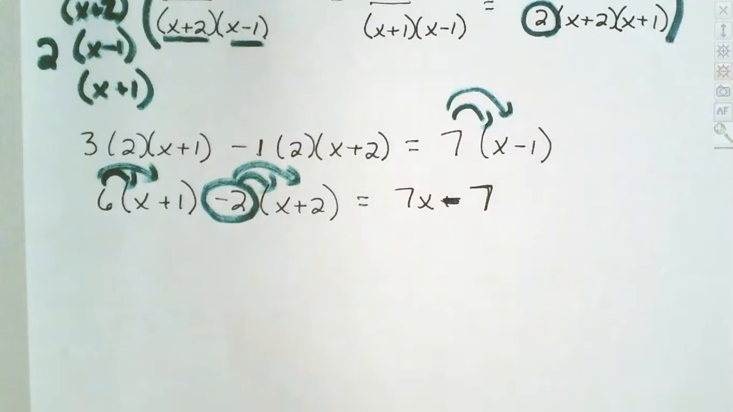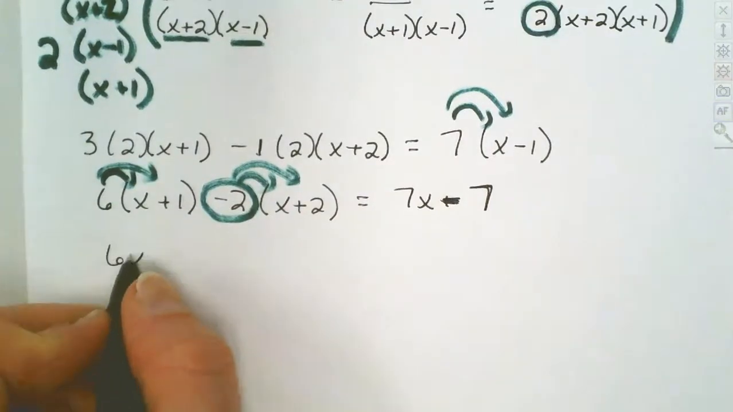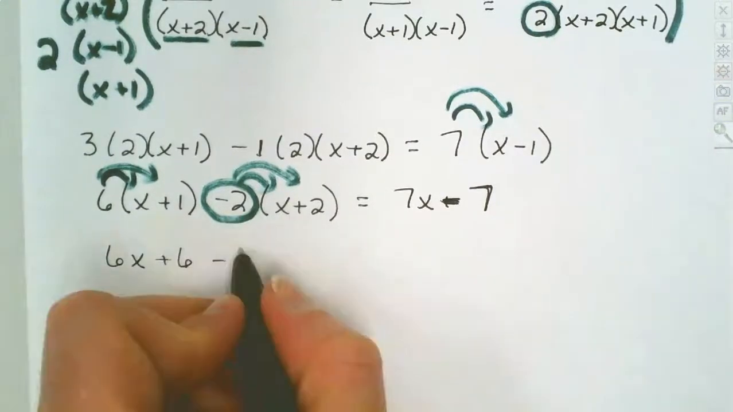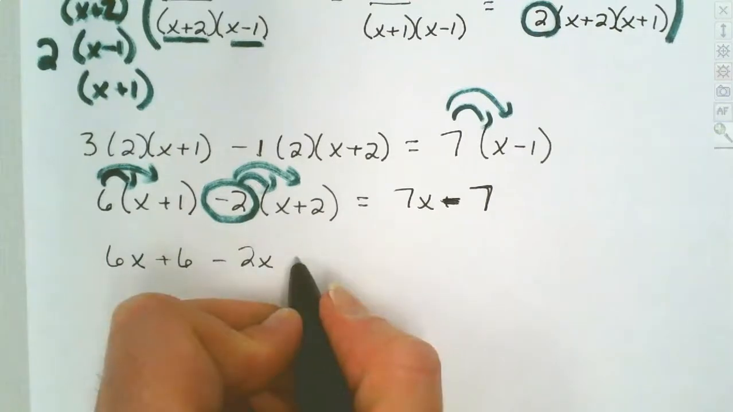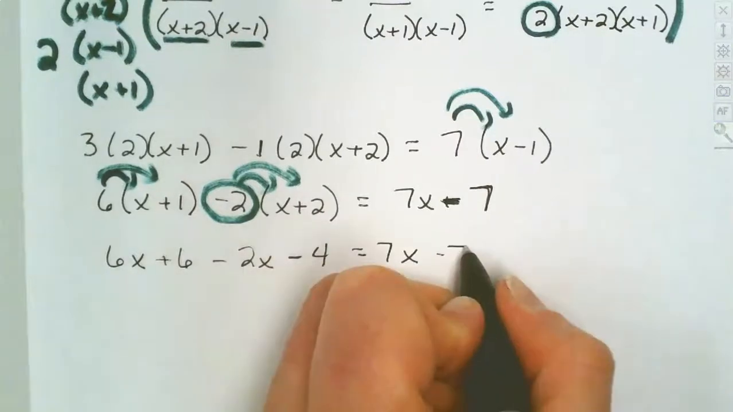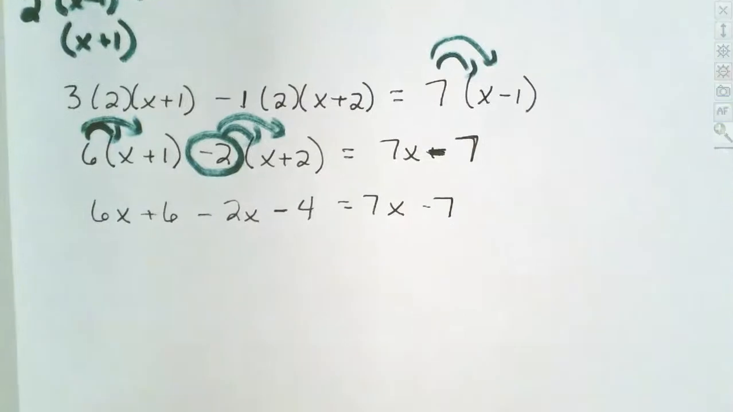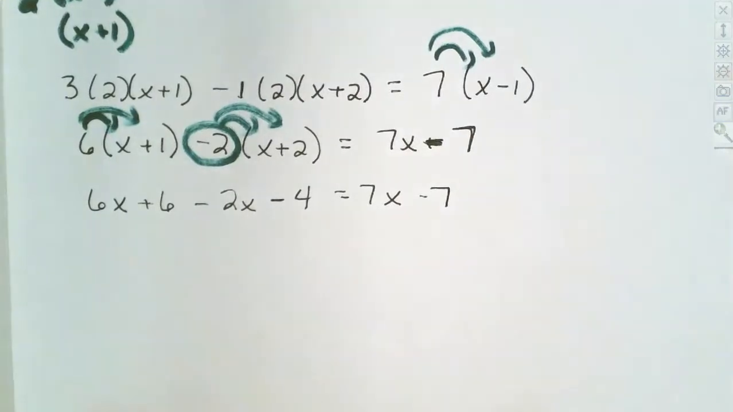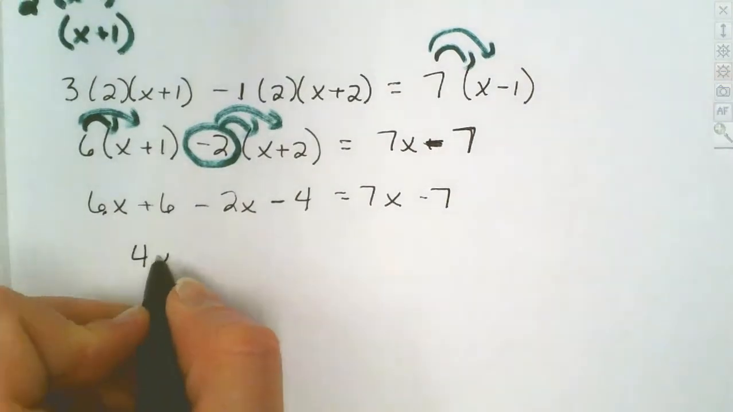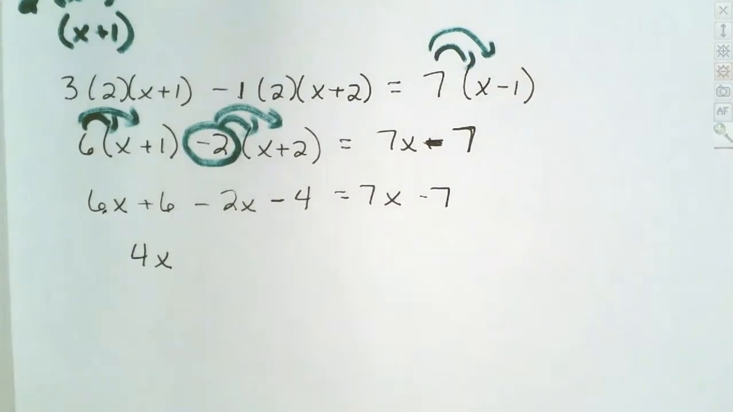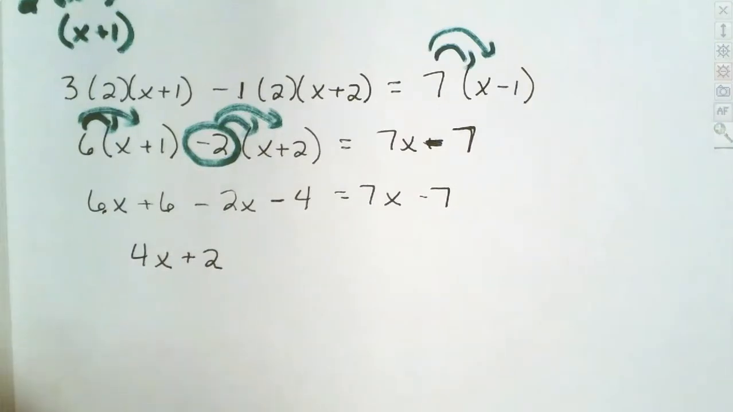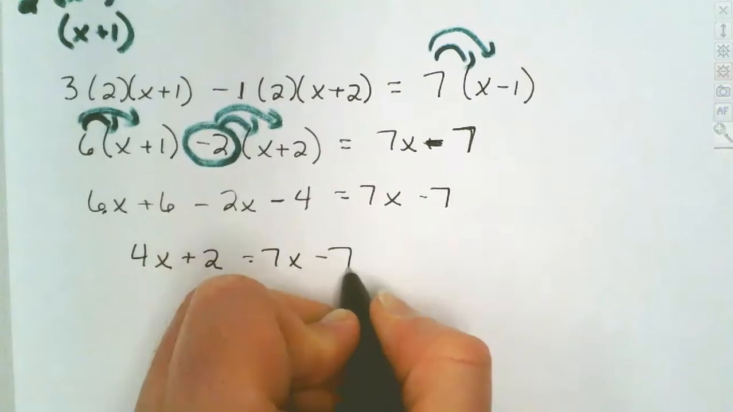So now we've got, when we distribute through, 6 times x, that's a 6x. 6 times 1 is a 6. We've got minus 2x. And minus 2 times positive 2, that makes it a minus 4. Other side is still 7x minus 7. Almost finished. 90% of the work is done. Go ahead and combine like terms together. So 6x and a minus 2x, that makes it a 4x. And 6 minus 4, that leaves you with a positive 2. And that equals 7x minus 7.